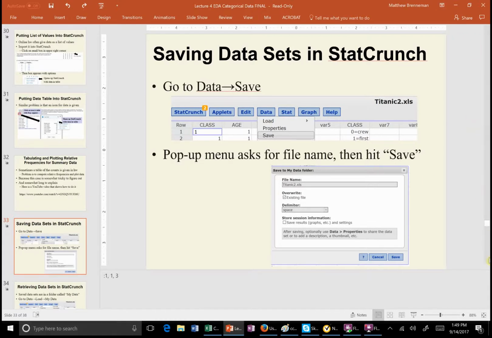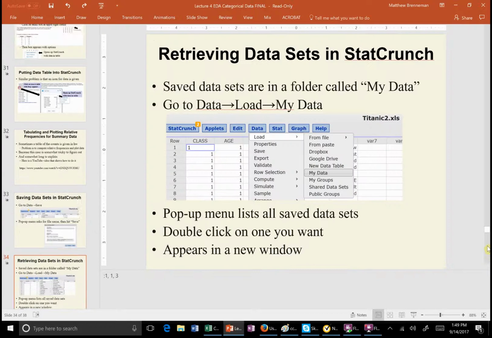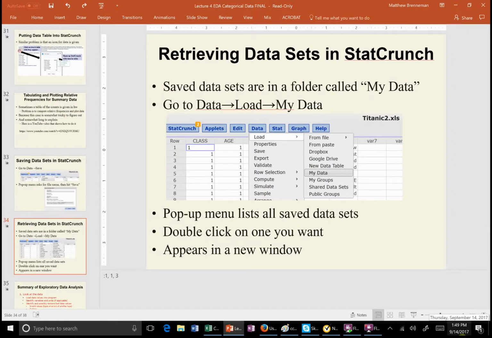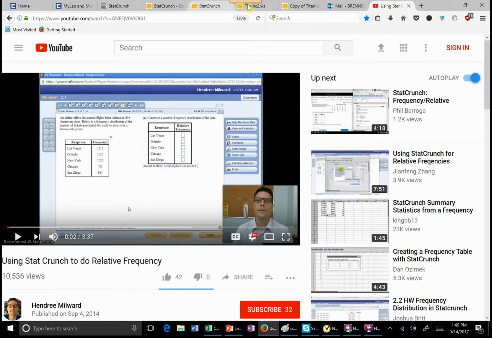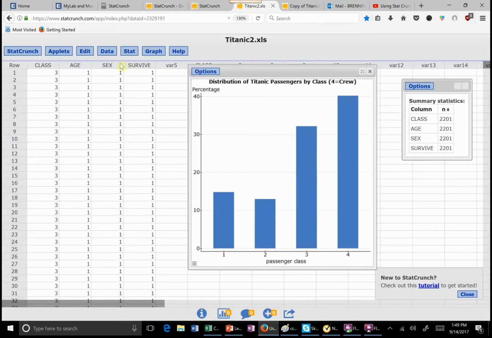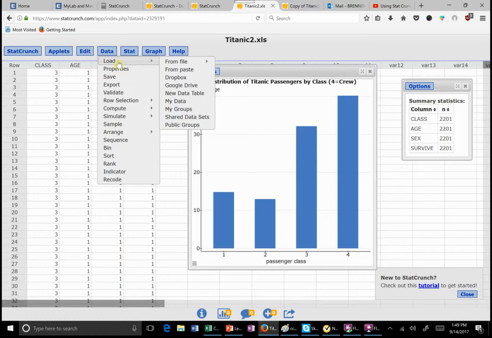So this is how you retrieve it. You're going to see that there's a thing in StatCrunch called My Data. And what you're going to do is go to Data, Load, and let me show you here so it's a little easier to understand. So I'm going to go to Data, Load, and notice there's a couple of things it's asking me to specify. For the location, I'm going to say My Data. And anything that I previously saved in StatCrunch is in that folder called My Data.